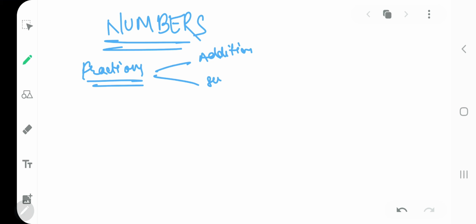In numbers, we'll be doing fractions and addition, subtraction, multiplication, and division of fractions. Let's start.